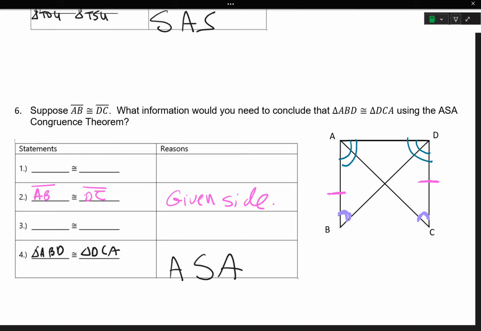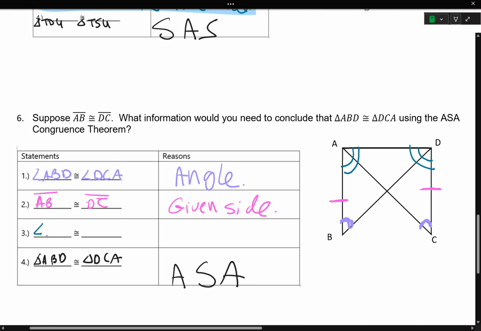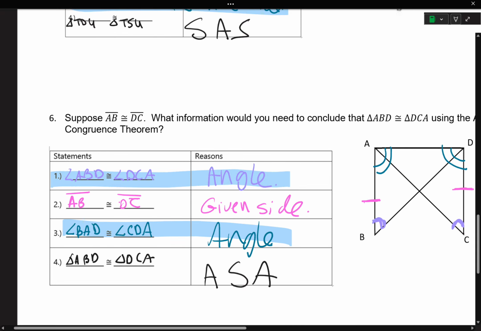Let's name it: angle ABD congruent to angle DCA. We needed an angle, and then we also needed the top two angles: angle BAD congruent to angle CDA. And that's just the other angle we needed. So the two pieces of information we were missing were the two angles.